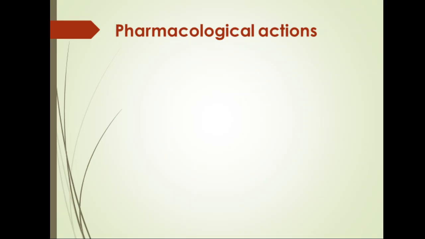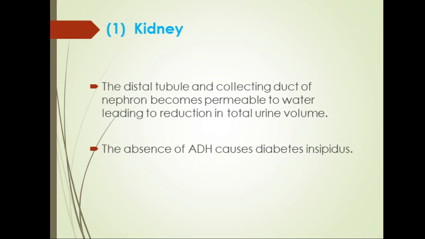Next, pharmacological actions of antidiuretic hormone. First, on the kidney, the distal tubule and collecting tubules of nephrons become permeable to water, leading to absorption of more water from the tubules, and thus a reduction of total urine volume. In the absence of ADH, there is no absorption of water from the distal tubule and collecting duct, and water is eliminated as urine in large amounts, approximately 10 liters per day in diabetes insipidus.